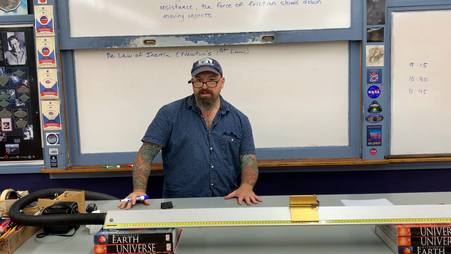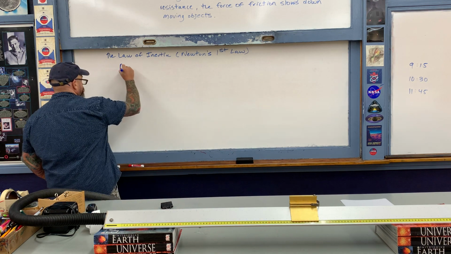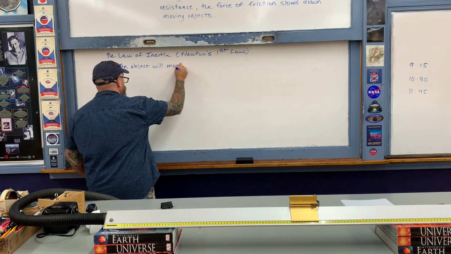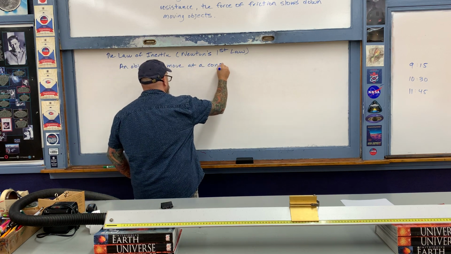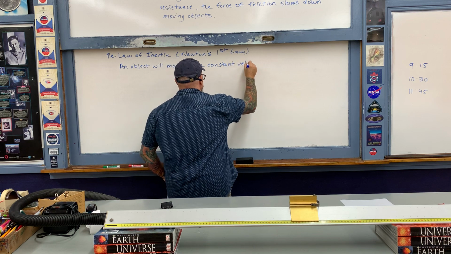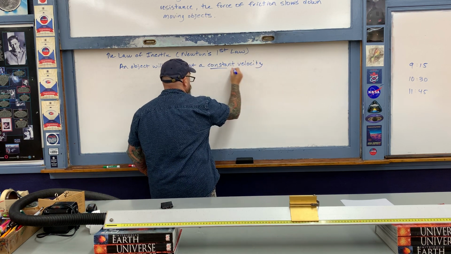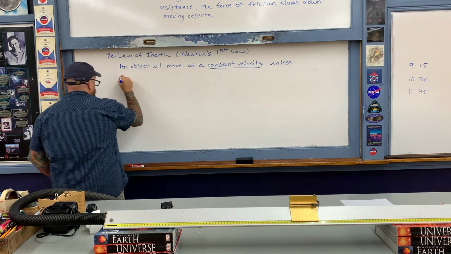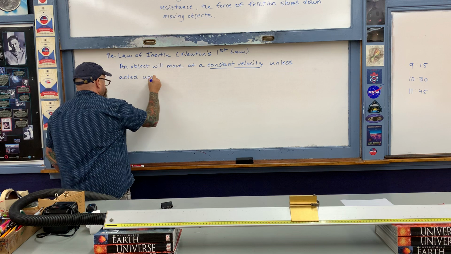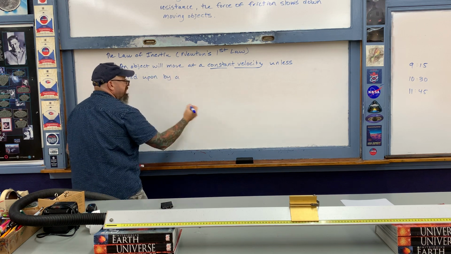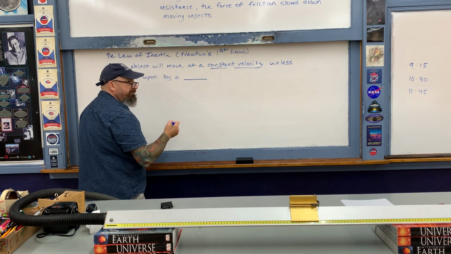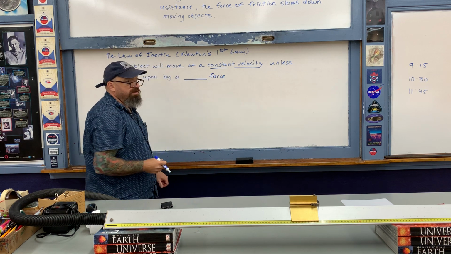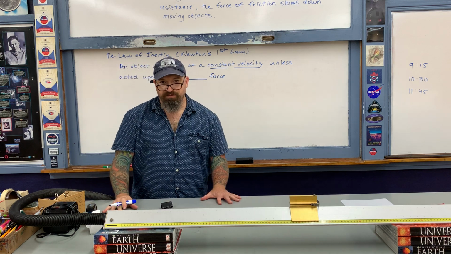An object will move at a constant velocity unless acted upon by a, and for now I'm going to leave a blank space here that we'll fill in at a later date. But for now, an object will move at a constant velocity unless acted upon by a force.